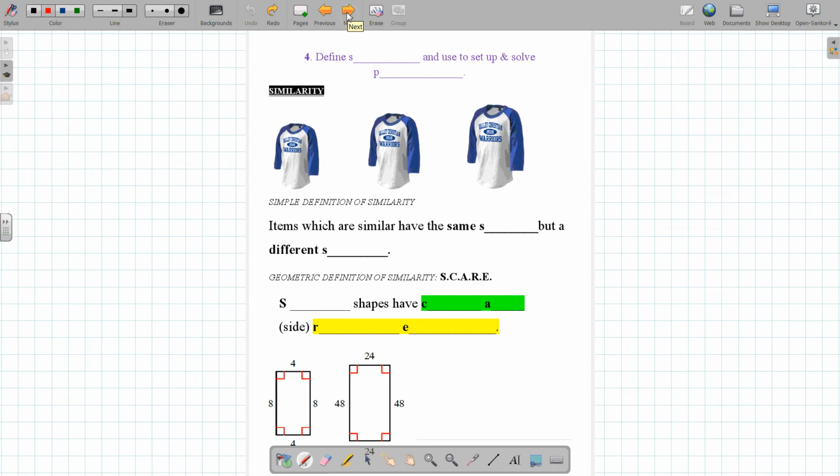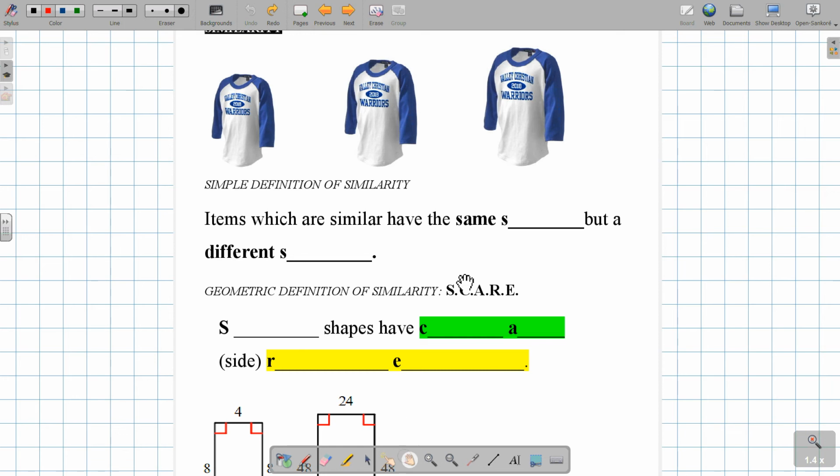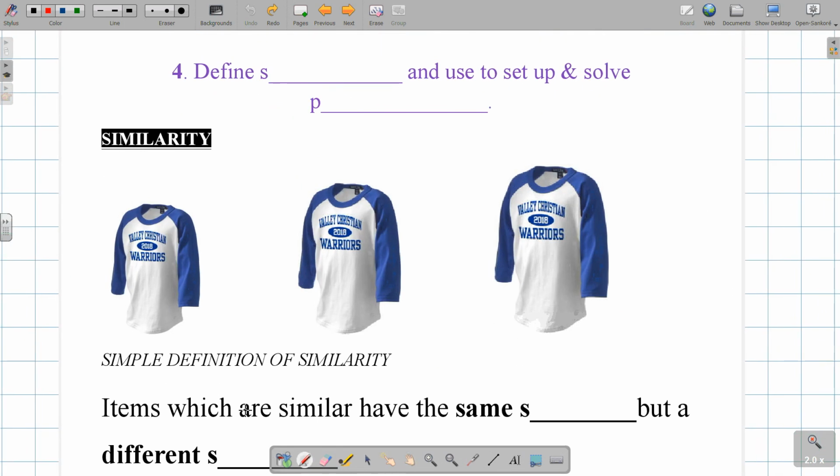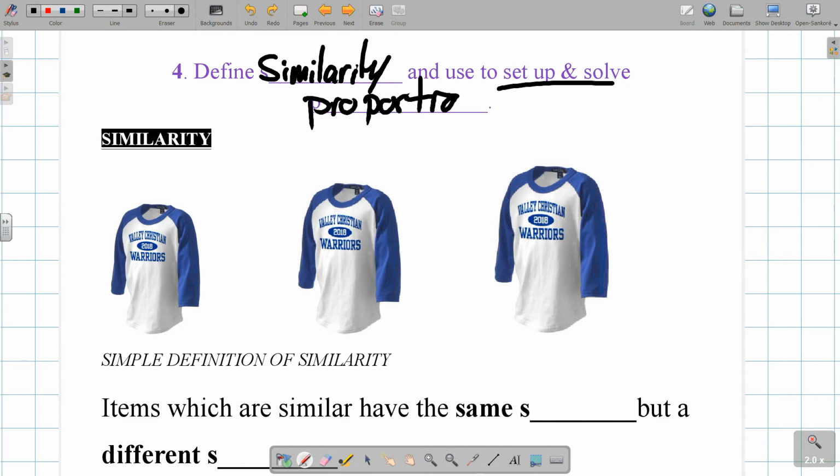All right, the last thing we're going to do is we're going to define the concept of similarity, which is related to proportions. We're going to define similarity and use it to set up and solve proportions.